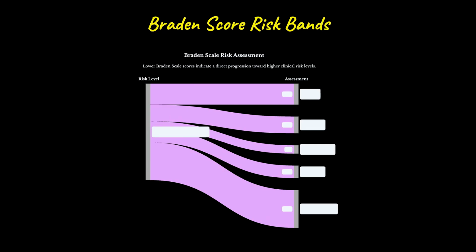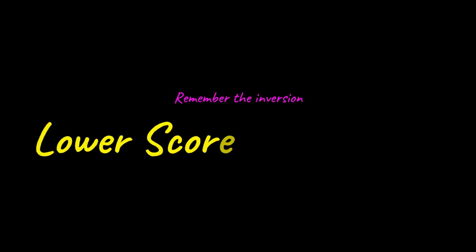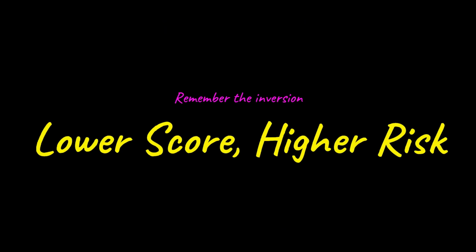A score of 12, for example, sits squarely in the high-risk band and demands aggressive prevention. Whenever a STEM gives you a Braden total, resist the instinct to read a low number as low risk. Lower always means higher risk, and that single principle drives the entire prevention plan.